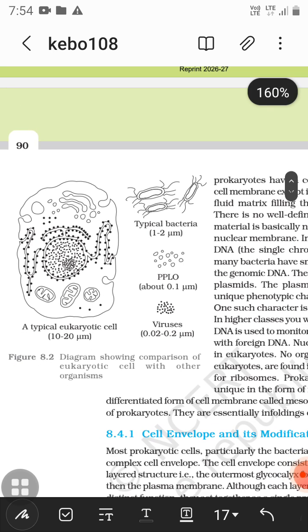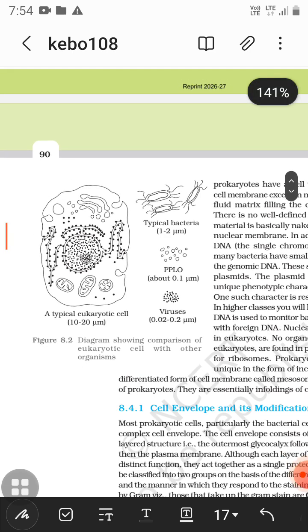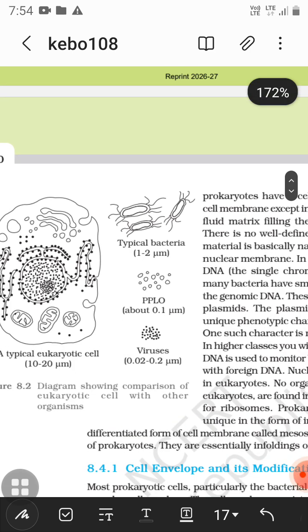So this was about the sizes of the eukaryotic cell compared with other organisms.